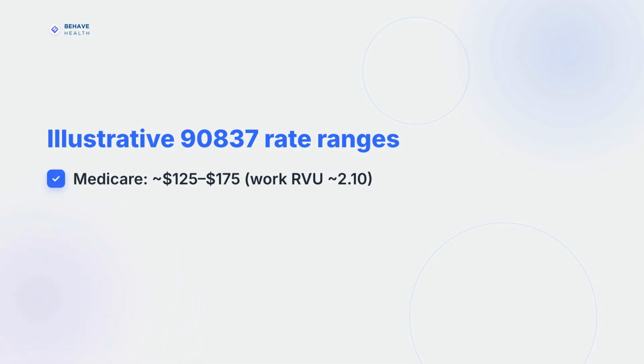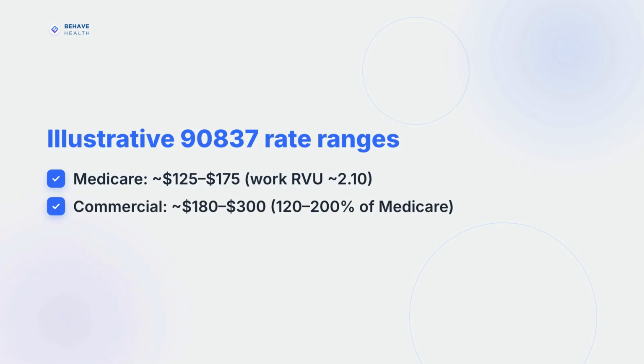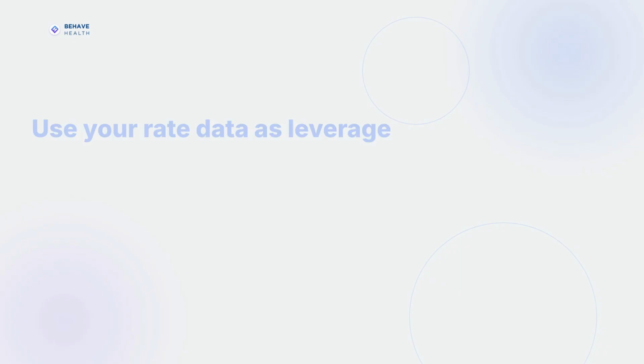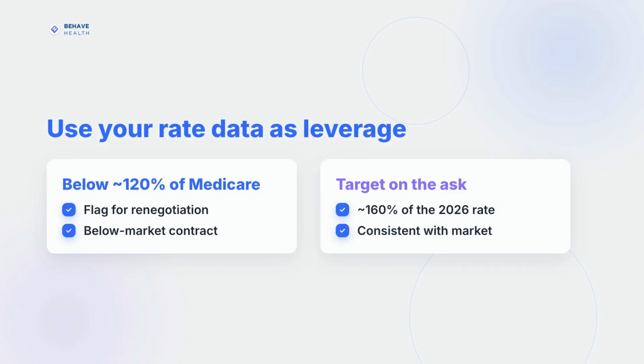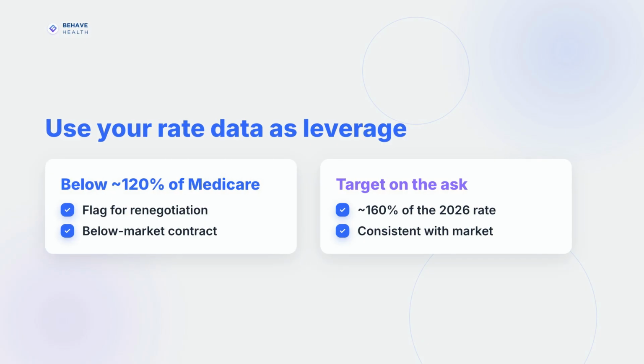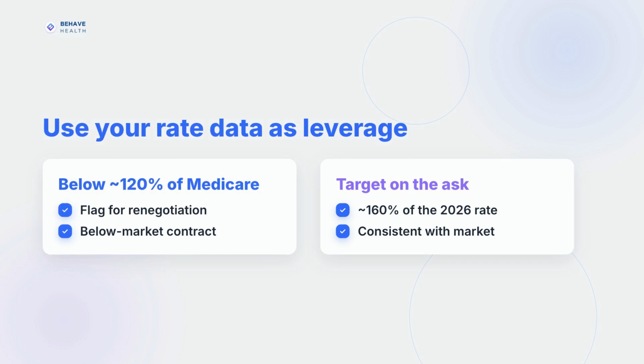Medicare's illustrative national range runs about $125 to $175 on a work RVU near 2.10. Commercial payers typically reimburse 120 to 200% of Medicare, roughly $180 to $300. Medicaid usually pays the lowest, often about 60 to 80% of the Medicare rate, and varies widely by state. Your 90837 rate as a percentage of Medicare tells you in one number whether a payer is paying you above or below market. If your 90837 rate falls below about 120% of the Medicare midpoint for your locality, that contract is a candidate for renegotiation.